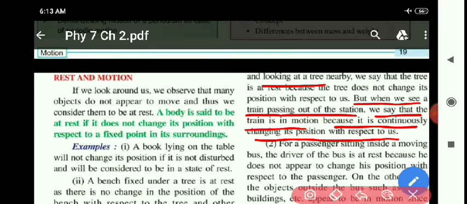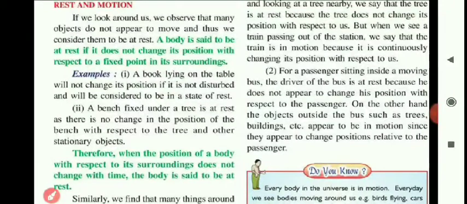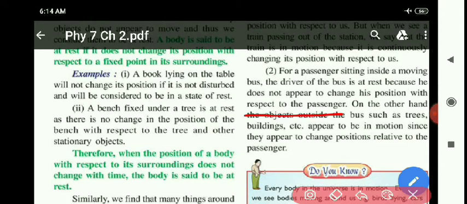When we are looking at the tree, that is stationary, that is at rest. But if we are on the platform and the train is in motion, then we say that the train is changing its position with respect to time. So the train is in motion. For a passenger sitting inside a moving bus, the driver of the bus is at rest because he does not appear to change his position with respect to the passenger.